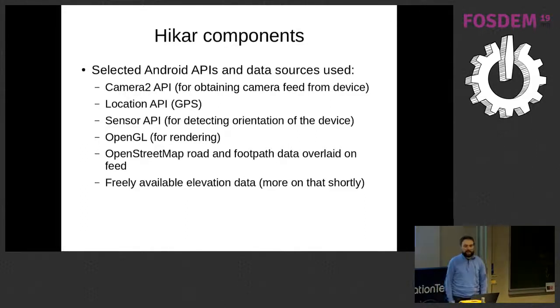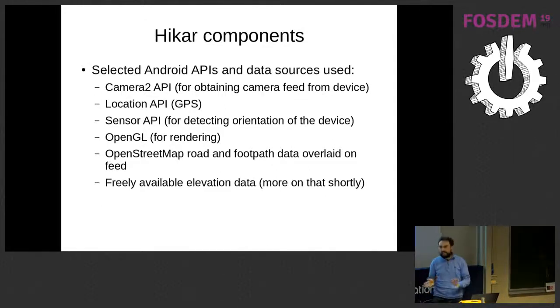So the Camera 2 API for getting the camera feed off the camera device. The Location API for getting your GPS position. The Sensor API for detecting the orientation of the device, which is critical. So are you facing north, south, east or west? And also, how is the device oriented? Is it standing straight or is it at a tilt? The Sensor API gives you a rotation matrix that represents the current orientation of the device in relation to the default. That then leads on to the rendering, because that orientation matrix can be used directly, with a slight transformation because we're working in landscape mode, in OpenGL. So we use OpenGL ES to do the rendering.